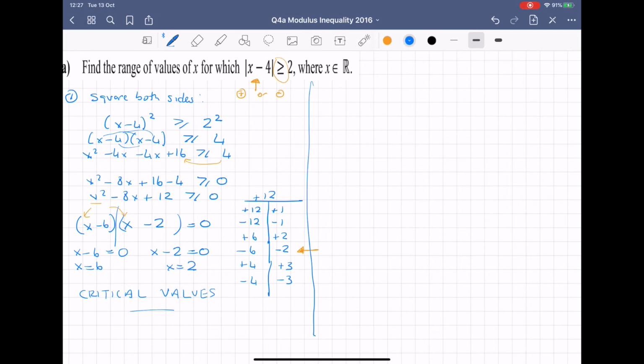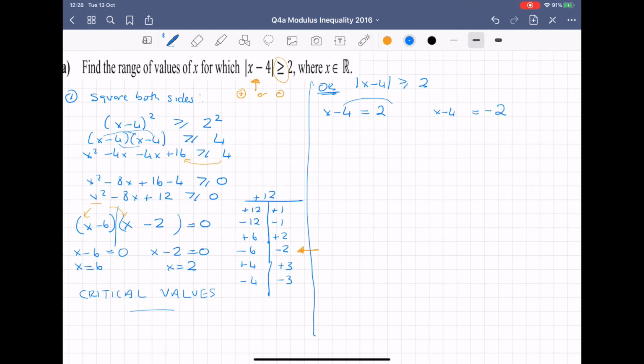Okay, or you know that could be plus or minus. So x minus 4 could be plus or minus. So in other words, x minus 4 could be equal to 2, or x minus 4 could be equal to -2.